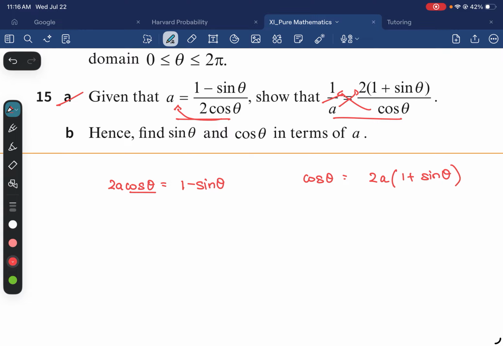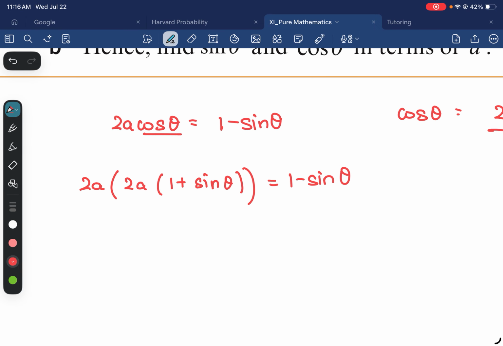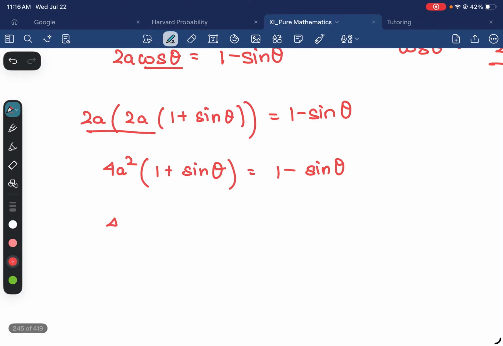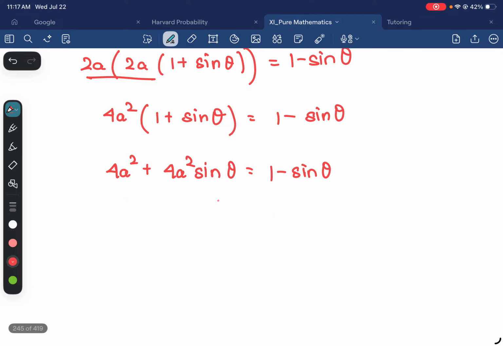Now, in place of cos theta, let me substitute this expression. All right. So this one gives me 4a squared (1 plus sine theta) is equal to 1 minus sine theta. And let me simplify here. I get 4a squared plus 4a squared sine theta equals 1 minus sine theta. Now let me bring sine theta here and 4a squared to the other side. So this here and this here.